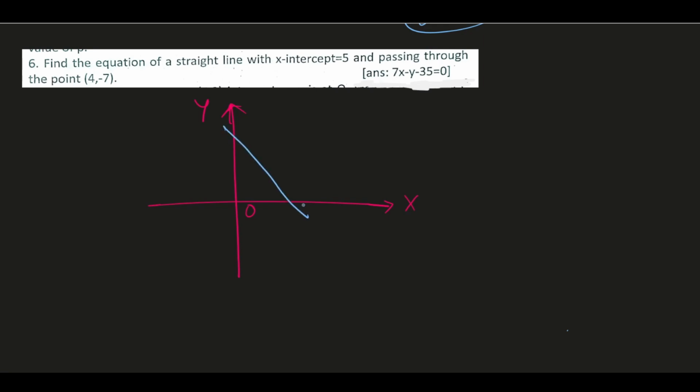अगर एक स्ट्रेट लाइन इस तरीके से जा रहा है, so this line is cutting y-axis at this point and this line is cutting x-axis at this point. तो इसका कोऑर्डिनेट क्या होगा? 0, x, 0 और इसका कोऑर्डिनेट होगा 0, y.